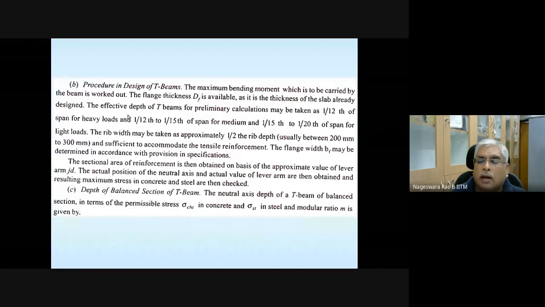Okay. Now we got the effective depth, and then what about the rib width, bw? Rib width may be approximately taken as half of the rib depth, usually between 200 mm to 300 mm, and sufficient to accommodate the tensile reinforcement. The width should be sufficient to accommodate the tensile reinforcement. In some cases, if you are providing more reinforcement, or if you are selecting smaller diameter bars, maybe the width may not be enough. Then you need to provide reinforcement in 2 layers.